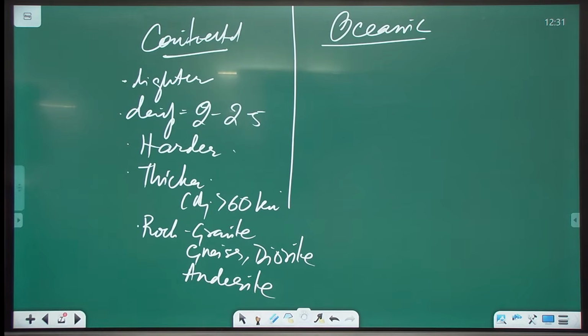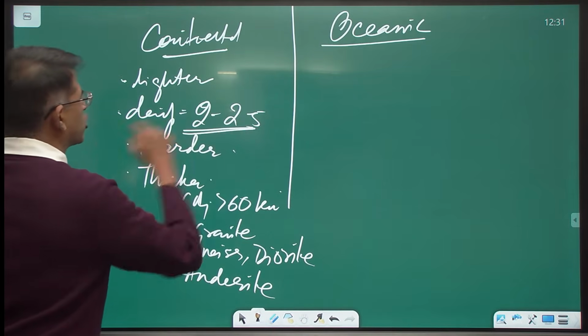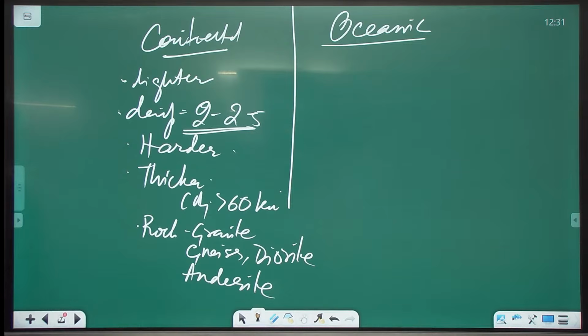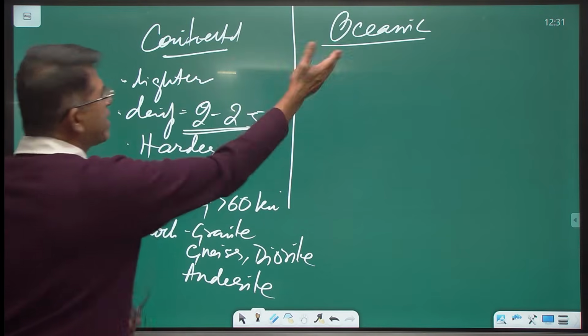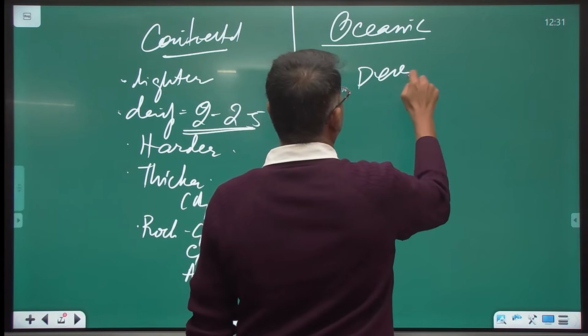Continents are what? Continents are lighter, halke hote hain. They're not as dense, not as heavy, they're lighter. Density 2.5. This is lighter than the oceans. Continents are harder. Harder ka matlab hai? If you apply force, they will not bend, they will break. Okay, continents are harder. Comparison mein oceans are denser.